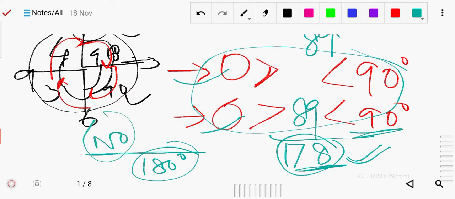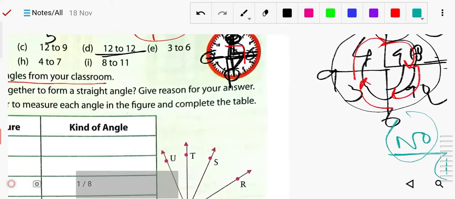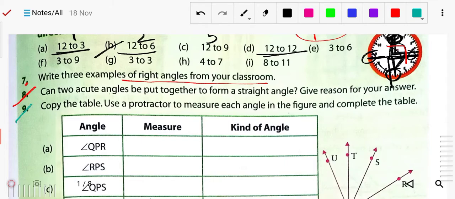So the reason is, you can write it like this: two angles we have taken, 89 and 89. So we got 178 degrees only, but it should be 180. Okay, now number 9, copy the table, use a protractor to measure the angles in the figure.